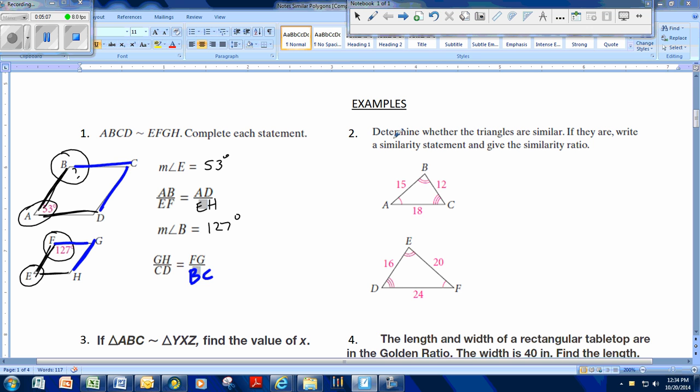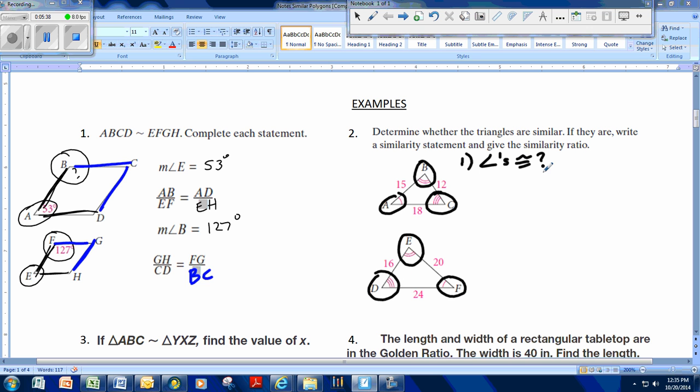Next thing we're going to do over here with example 2 is we're going to determine if these triangles are similar. If they are, we're going to write the similarity statement and give the similarity ratio. Okay, so first thing we're going to check, are the angles congruent? All right, do the matching angles, are they the same? So if you look at angle A has a tick mark or a congruency mark with angle F, so those match. Angle B and angle E match, and angle C and angle D match. So that's a yes.